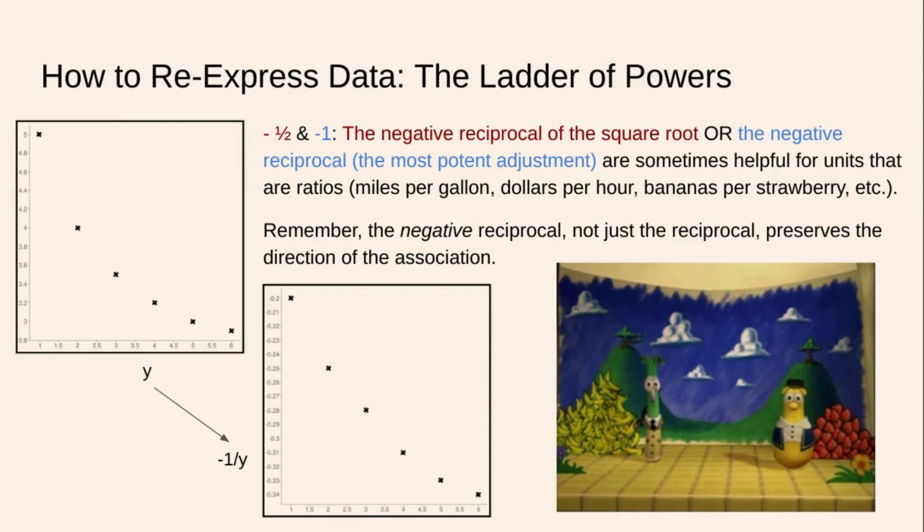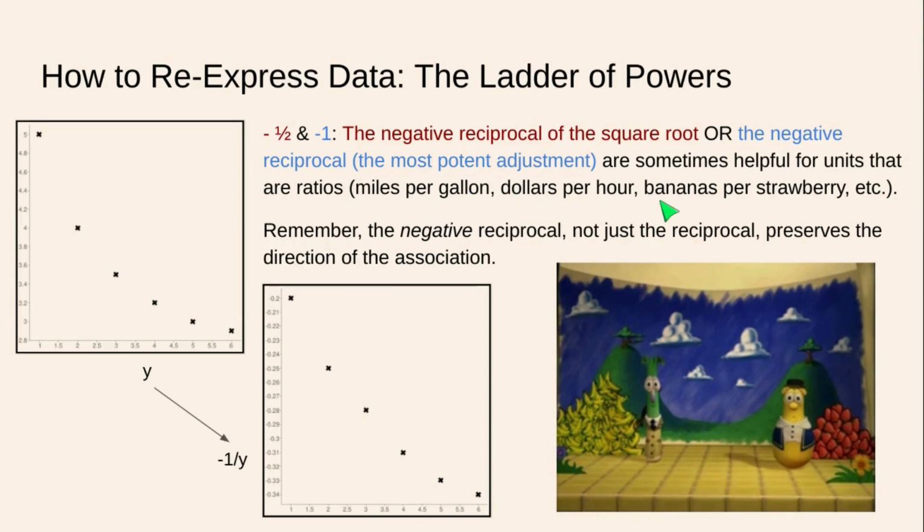Now we are going to look at the negative reciprocal of the square root and the negative reciprocal. These are the most potent adjustments, okay? So we have opposite reciprocal square root, or just the straight up opposite reciprocal. They are sometimes helpful for units that are ratios. For example, miles per gallon. That's similar to something we saw earlier in this section. We were able to switch miles per gallon into gallons per mile and straighten out the data.